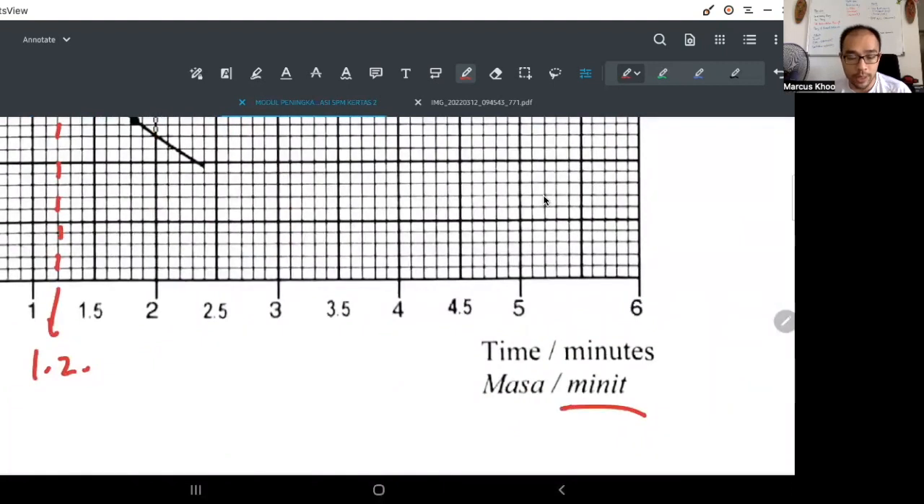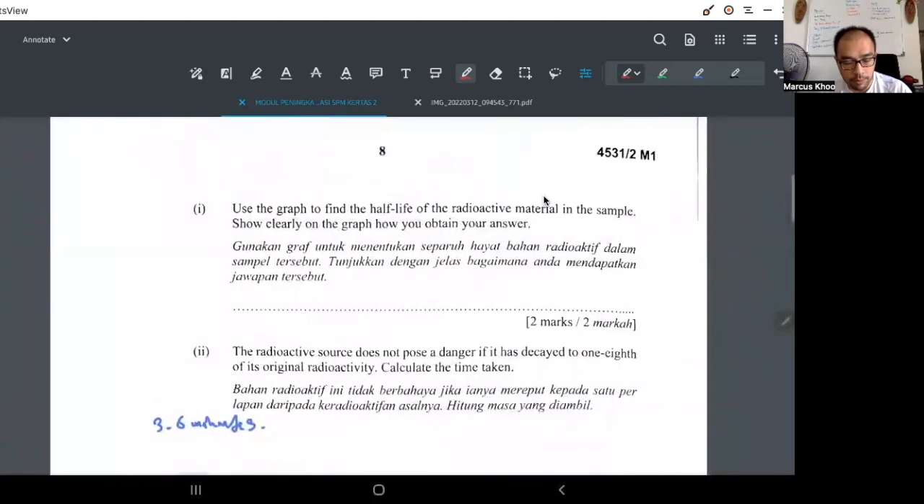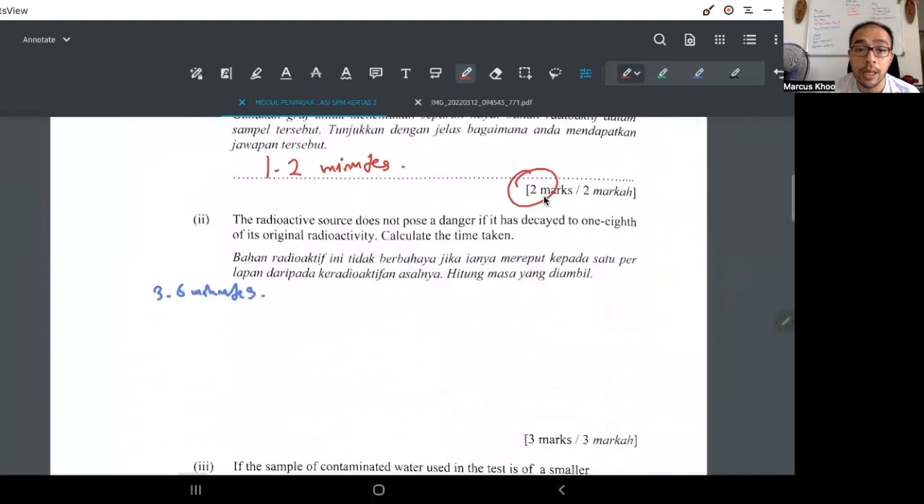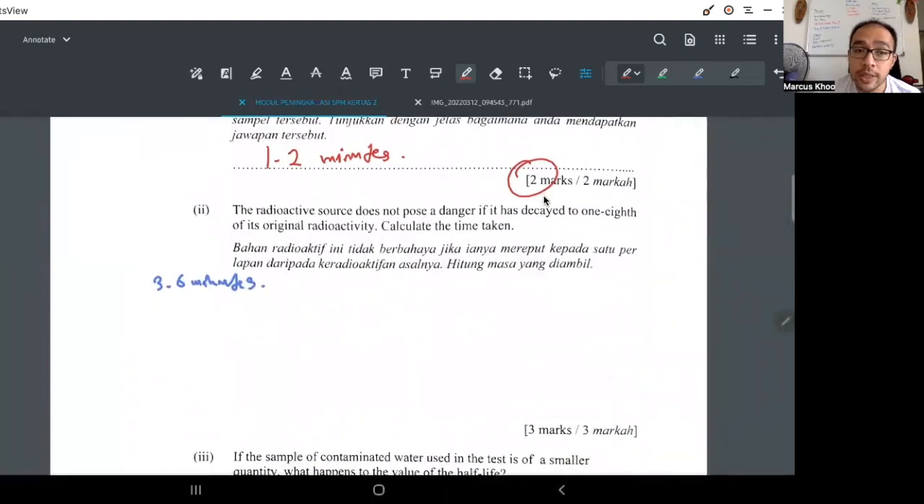Okay, 1.2 minutes. So you want to write down there 1.2 minutes. Now the radioactive source does not pose a danger if it has decayed to 1/8 of its original activity. Calculate the time taken for 1/8.